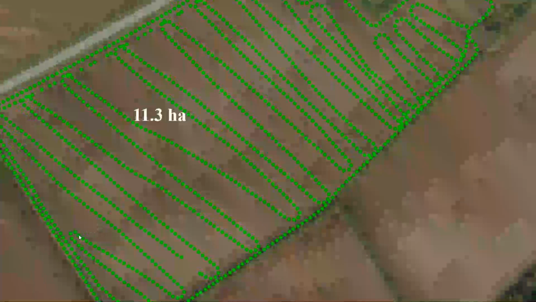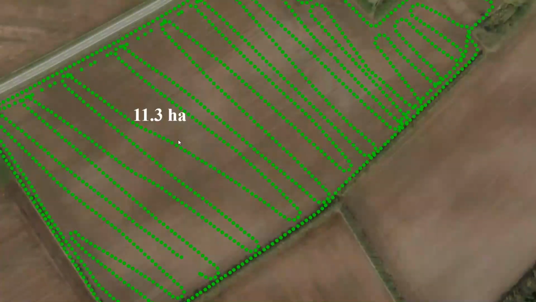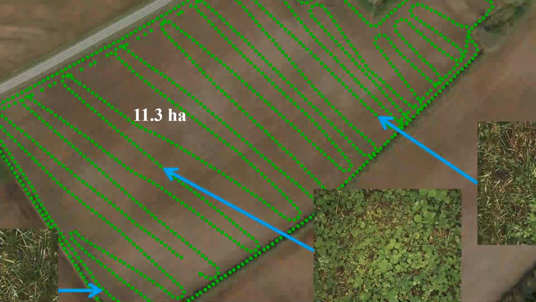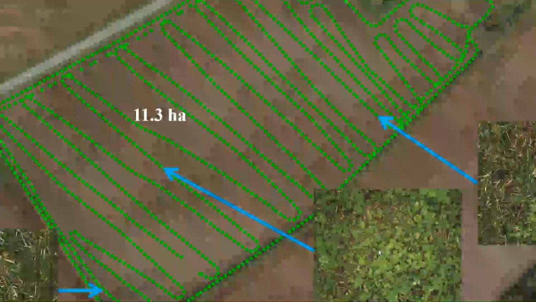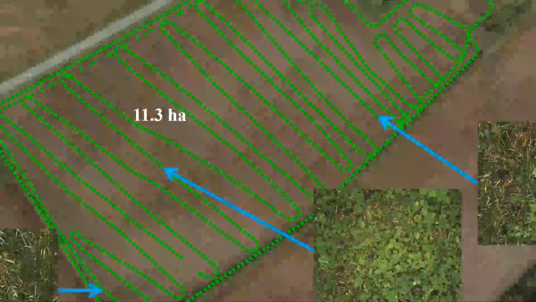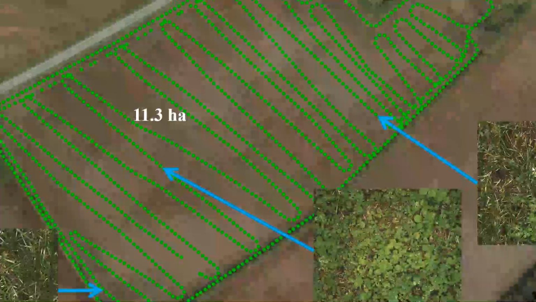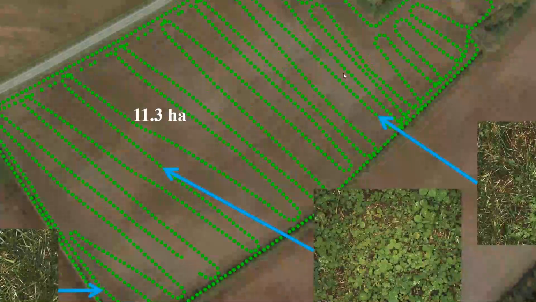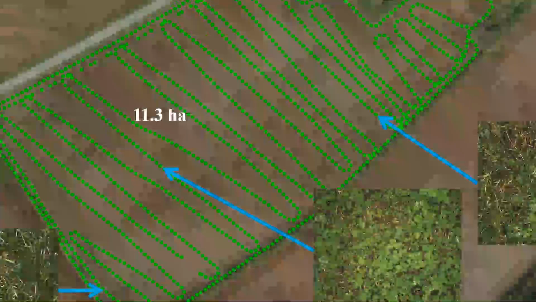So every single point here is an image. The field is 11 hectares, and you just drive around back and forth, collecting images over the entire area. We could manually have a look at those images. So in the bottom left we see pretty much just grass. In the center image is just clover, and the right image is a mixture. So definitely there's some variation going on in this field. So we would benefit from mapping this variation.